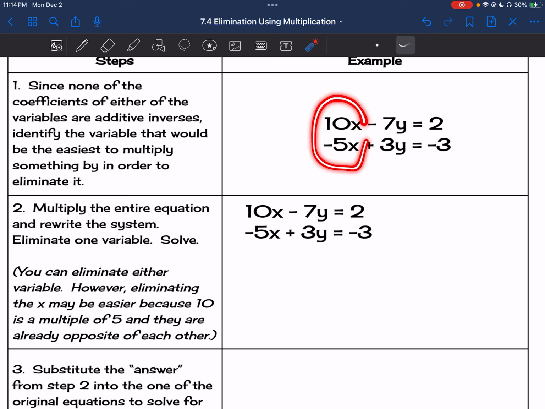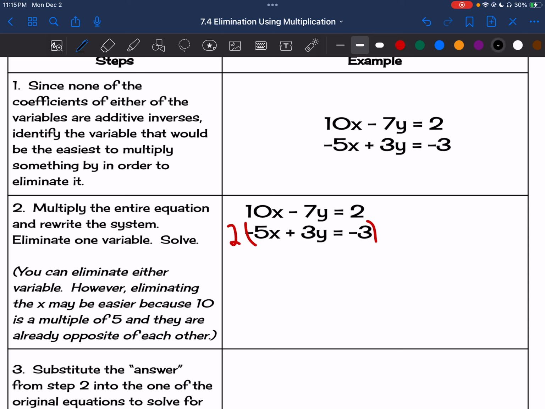Well, if I look at this, I could multiply -5 by 2, and that would be -10. And now I have opposites. I have additive inverses, right? I can't multiply either 7 or 3 by something to cancel that out. We'll get to that a little bit more later. So the first one I want to look at is multiplying by 2. So we're going to multiply that bottom equation by 2, and we're going to cancel our x's.